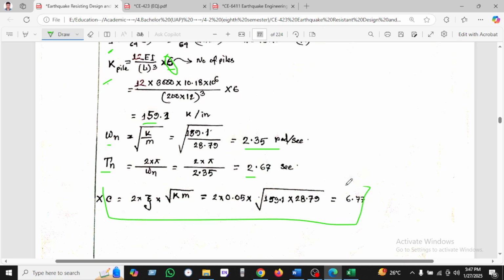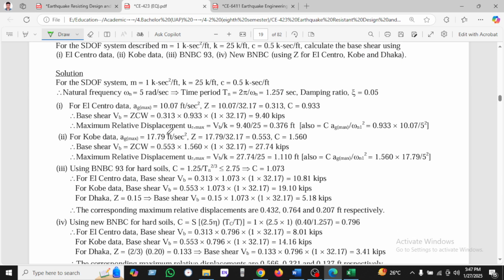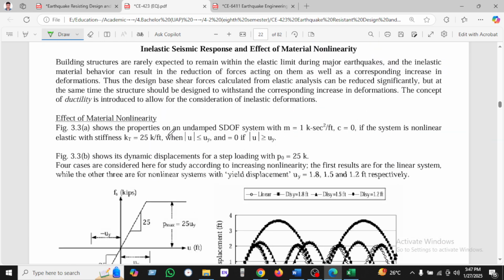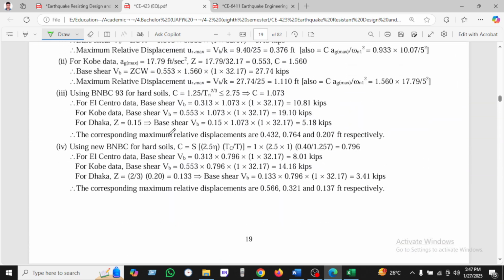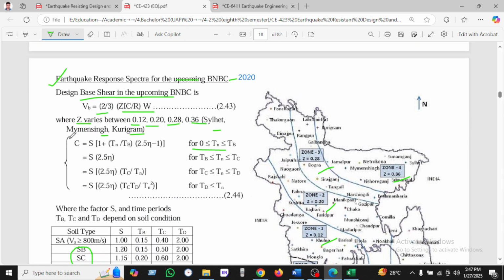Now this is not a structural response, this is the damping ratio, that's why we will not use C. Now given the soil site SB, then S equal to 1.25 and TB equal to 0.15 and TC equal to 0.5 and TD is given. So if we know that TD is greater than 0.35, then we will use this formula as given in the question. Sorry, it will be given here.